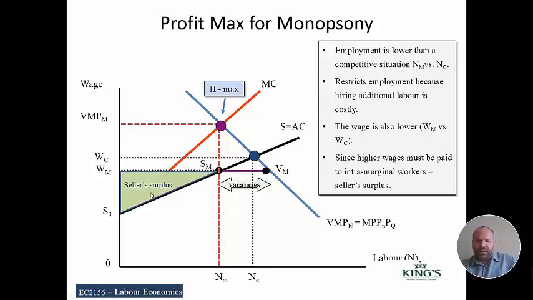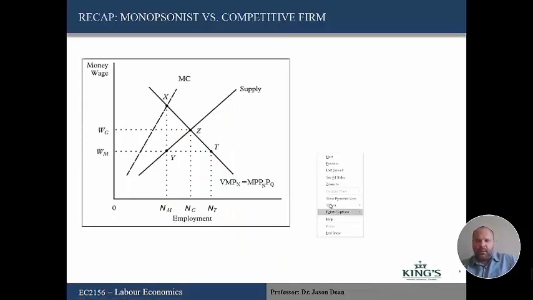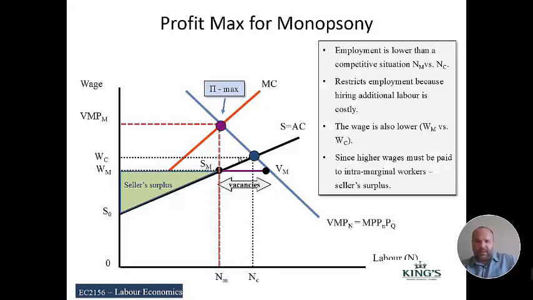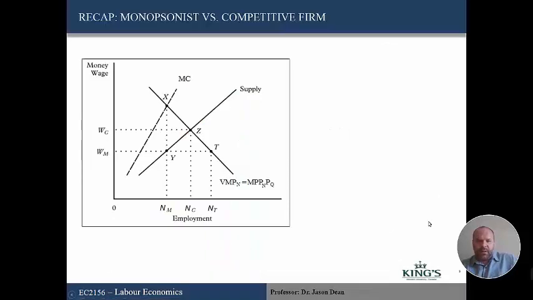The seller's surplus would be here. So this is the worker surplus, whereas before it would have been this entire triangle here. Okay, so the seller's surplus has decreased. This diagram here shows more explicitly the difference between a monopsonist and a competitive firm.